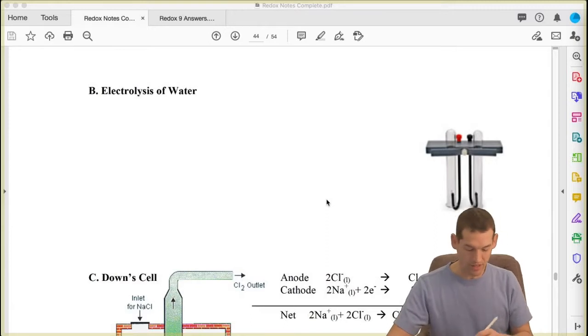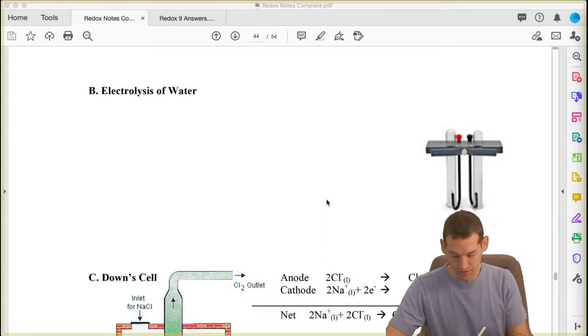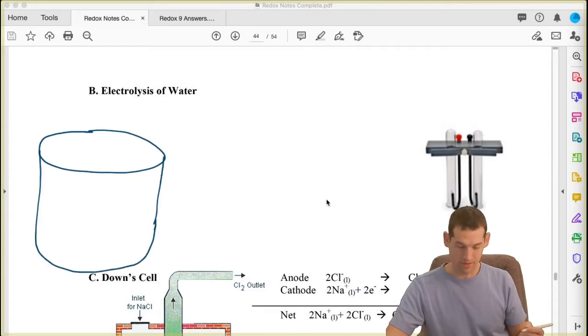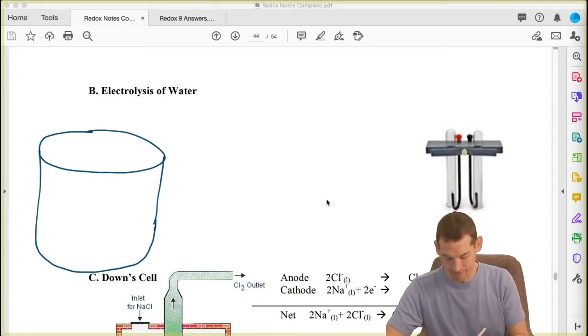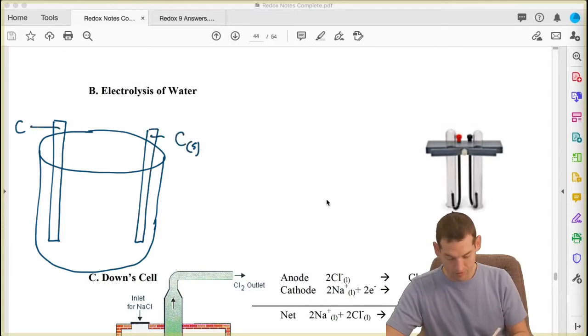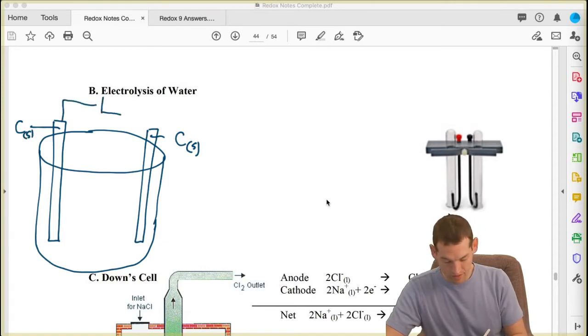So in this space, let's draw in a beaker. We've got a solid carbon electrode on both sides. So both of these are carbon solid. And we're going to draw a power source here with a negative and a positive.